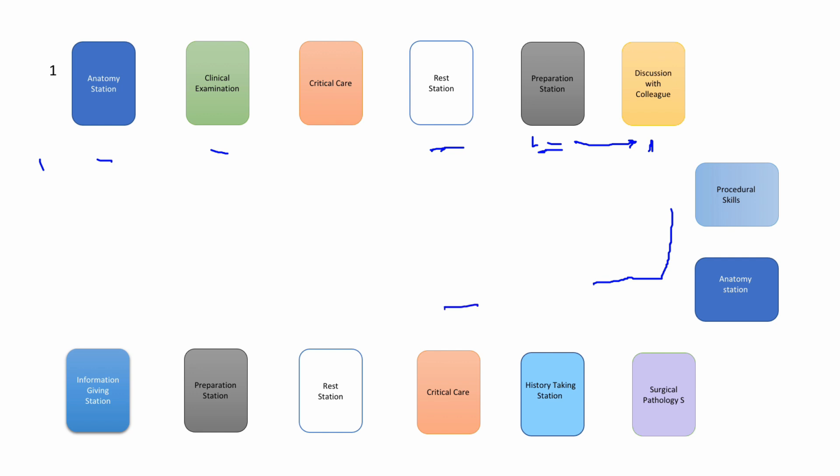Then you keep going this way, like you can see surgical pathology, history taking, critical care, then you can get a rest station, then you can get a preparation station, and in this preparation station you have patient notes as well, and at the end you will have to give information to a patient or his relative and tell them about their diagnosis, and this assesses your communication. So both of these stations, which are preceded by a preparation station, assess communication skills. These are communication skills stations.